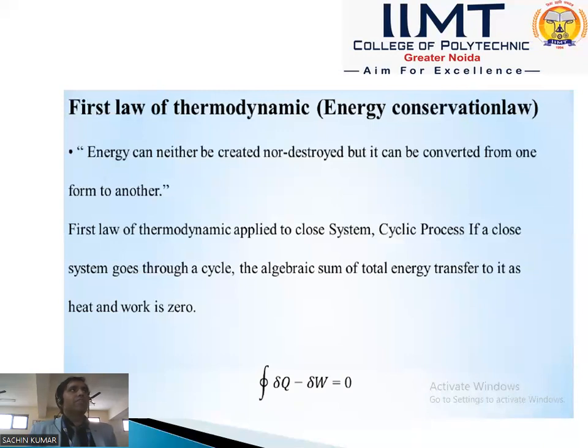We discussed in the previous slide the zeroth law of thermodynamics. The zeroth law means if body A is thermally equivalent to body B, and body A is thermally equivalent to body C, then B and C are automatically thermally equivalent. This is called the zeroth law.